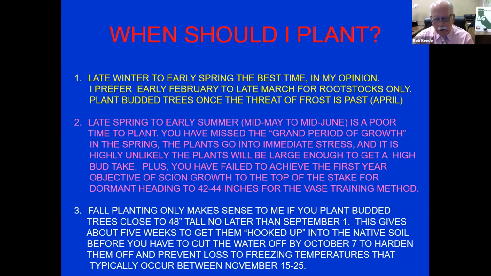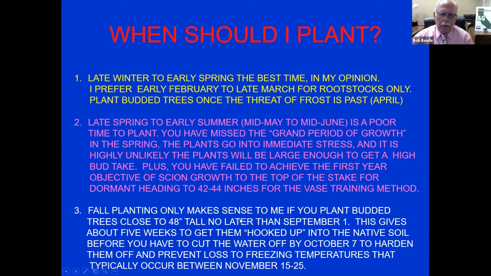And I will make some comments about the central leader system, although I've been asked to limit them due to both time and the fact that there are researchers actually developing data to compare that system to the standard vase shape method.